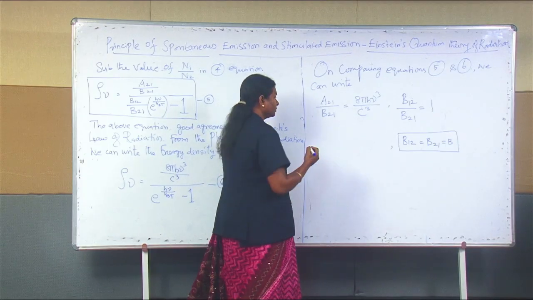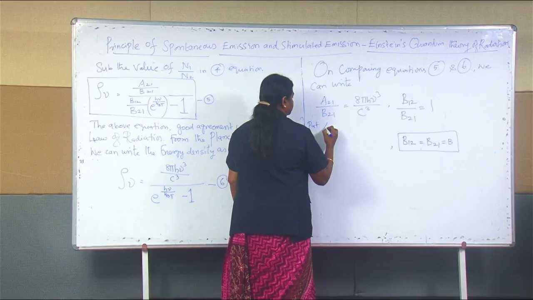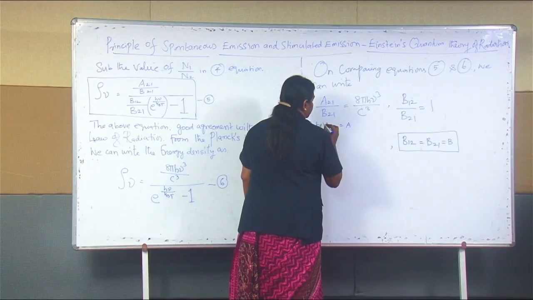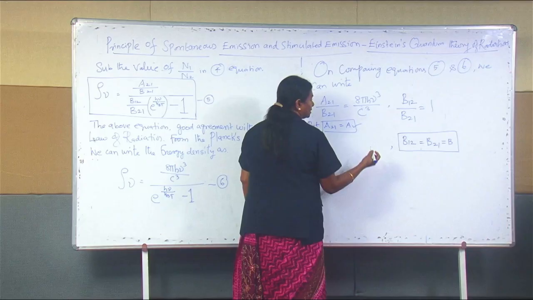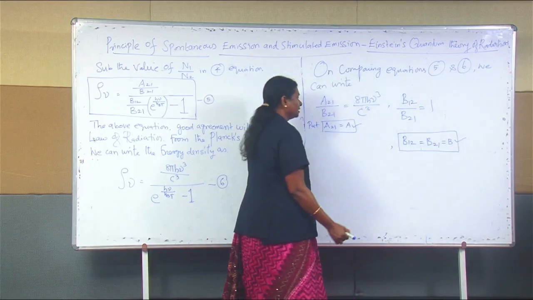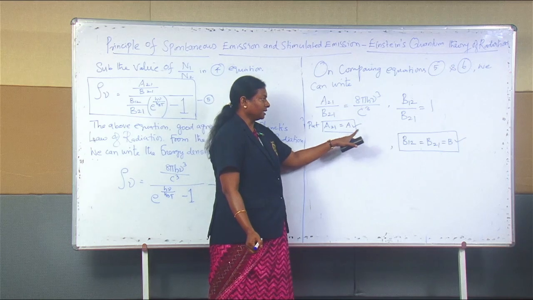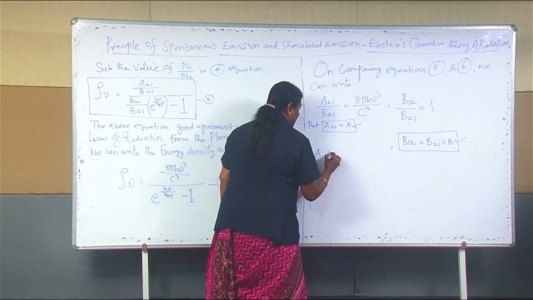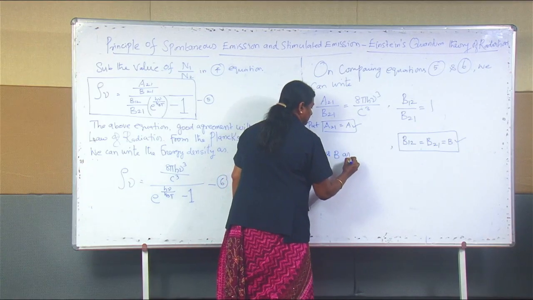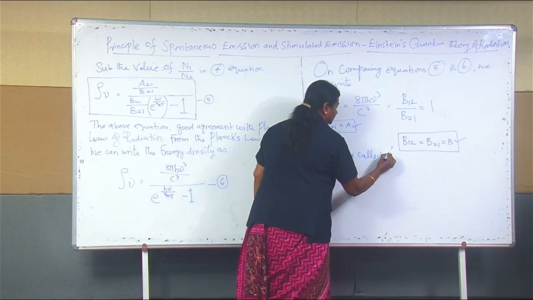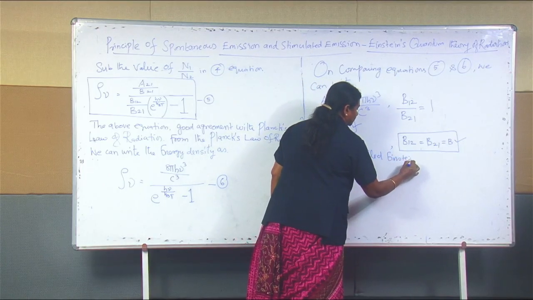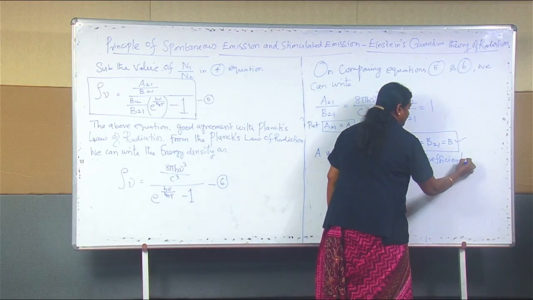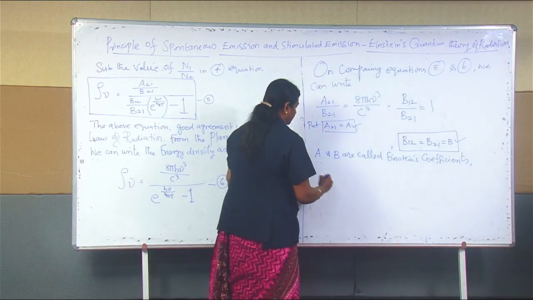So, before that, if I put A21 equal to A, therefore, here there are two constants being introduced, capital A and B. So, what are this capital A and B? Capital A and B are called Einstein's coefficients.